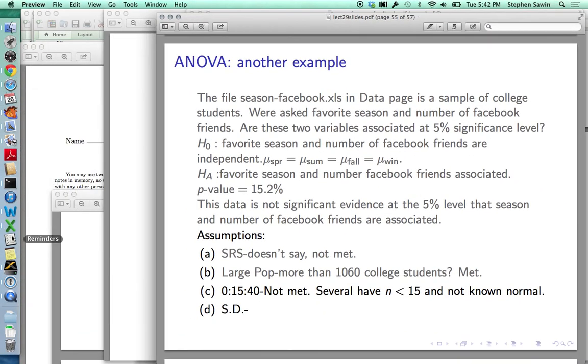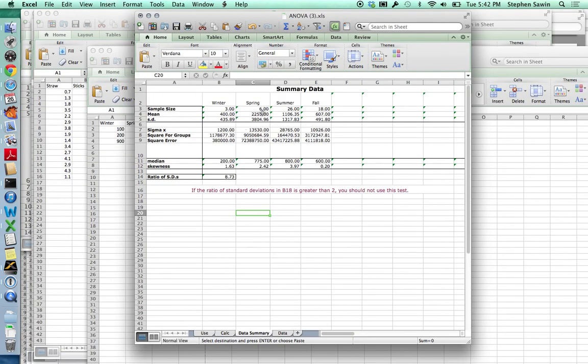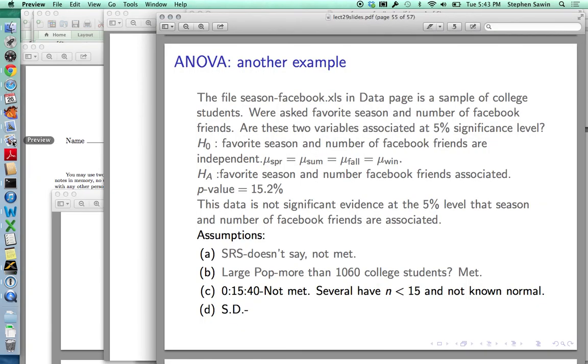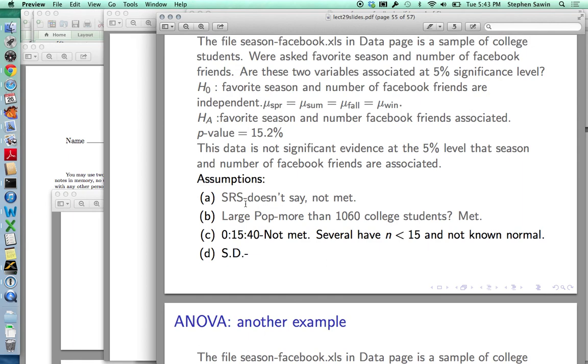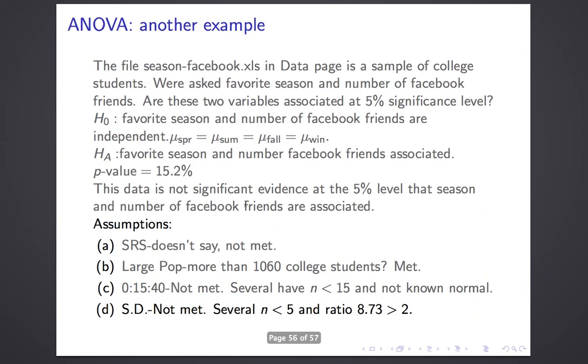Let's look. Right. 2 of our samples had fewer than 15. The one that had 26 has a skewness that is way too high. Fall is the only one that looks good, but if one of the samples fails the 0, 15, 40 rule, the whole thing does. So we fail 0, 15, 40. How about assumption D? We fail that as well, because look, one of the data sets has fewer than 5, and the ratio of the standard deviations is huge, way bigger than 2. So we fail the 0, 15, 40 assumption, and we fail the standard deviation assumption.